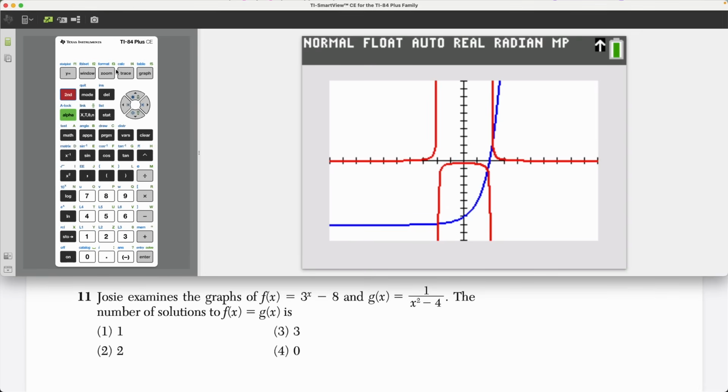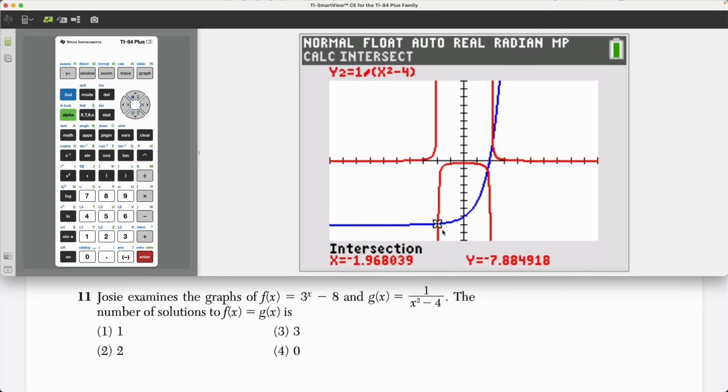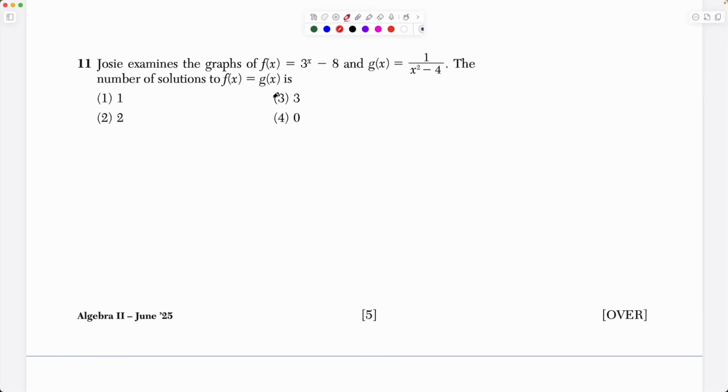If I had to actually find them, though, I would press second trace number 5. And I just scroll to the neighborhood where the graphs intersect. I press enter 3 times, and here would be one solution. If I did second trace 5 and went over to the other part of the graph here, see how this would tell me my second solution. And I could do that again to find my third solution. But they just want to know how many solutions there are, and there are 3. So once again, there are 3 points of intersection between the graphs, so there's 3 solutions.